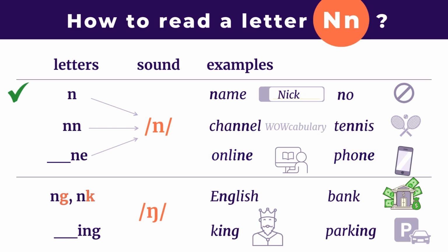Before G or K, the letter N makes the sound ung. English, bank. And at the end with ing, it is ing, king, parking. Do not say g at the end. Listen. King, king, king.